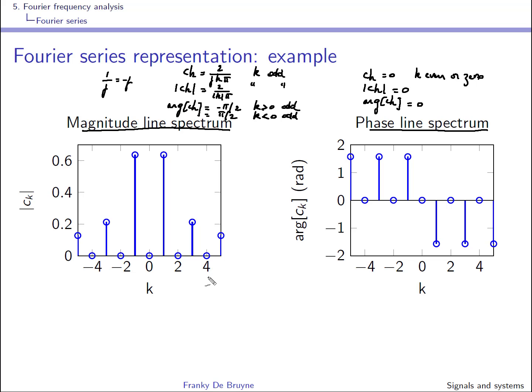Now you see here that when k is even, or 0, we see zeros. And when k is odd, we see this dependence in 1 over k in the magnitude line spectrum, and we see indeed minus pi over 2 for k odd and positive, and pi over 2 for k negative. Okay, and we'll come back to this slide, or to the interpretation, later on in the course.